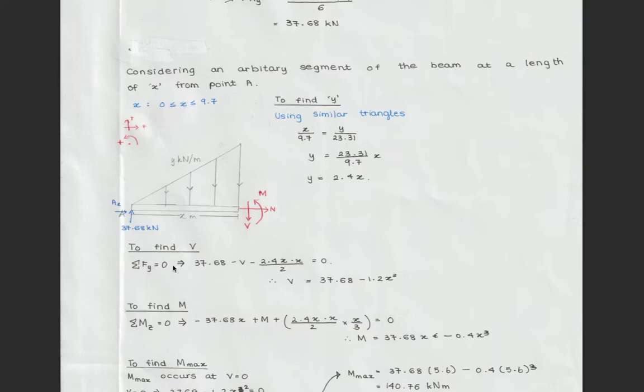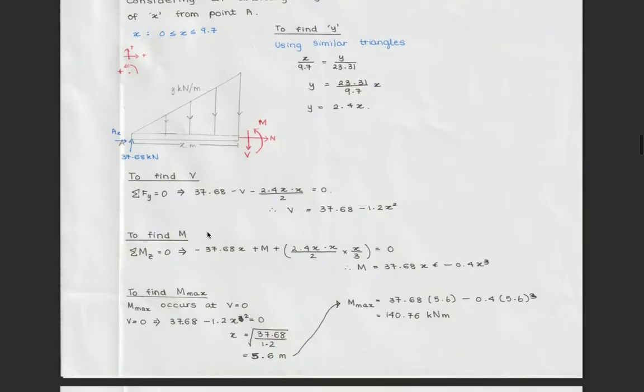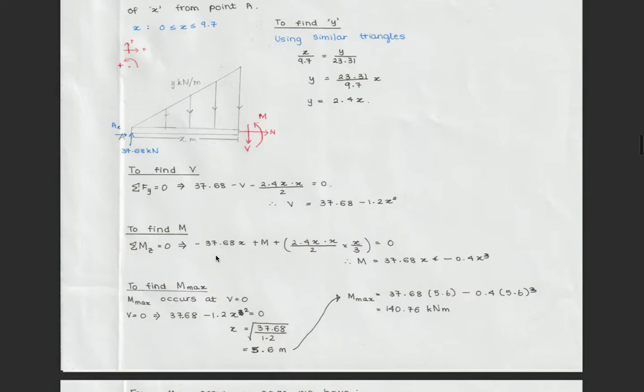forces in the y direction being equal to 0, which gave me the equation for the shear force as being 37.68 take away 1.2 times x squared. Now to find the bending moment equation, I used the bending moment around point B being equal to 0, which gave me the equation as being M equals 37.68x take away 0.4x cubed.